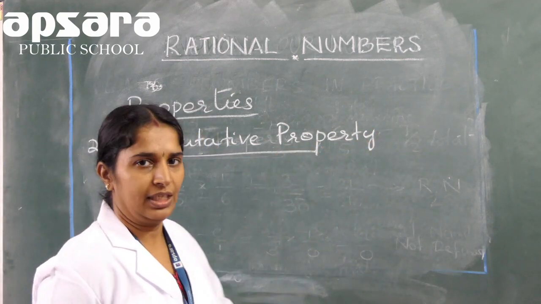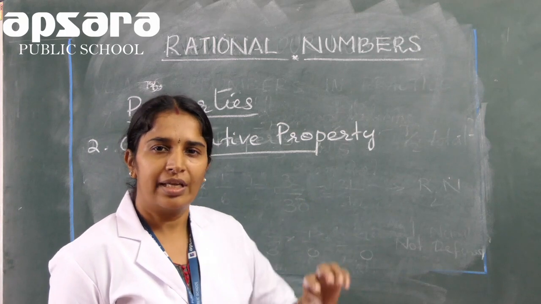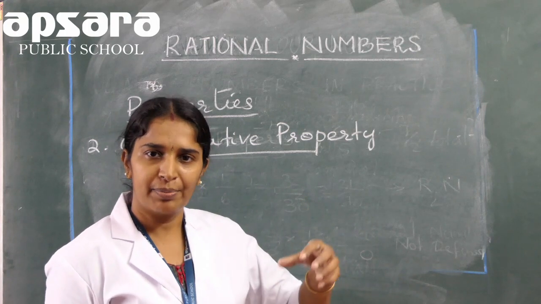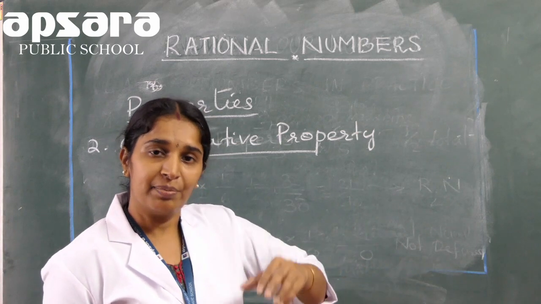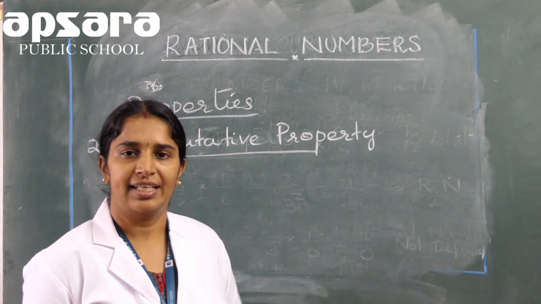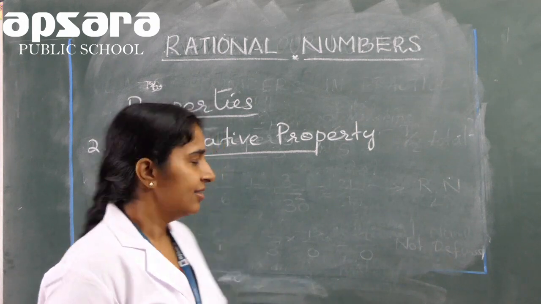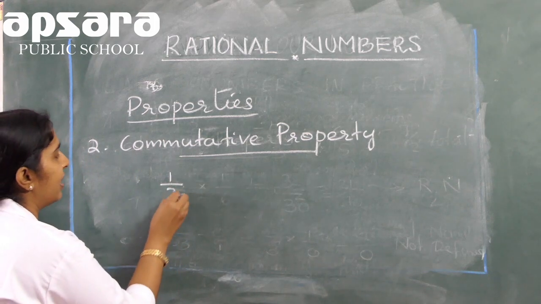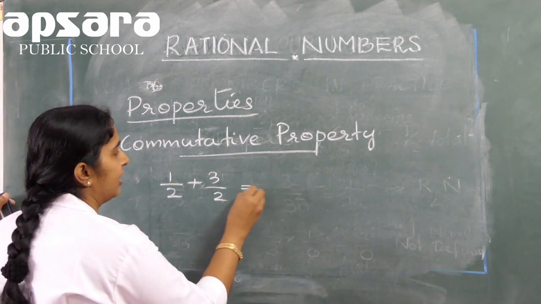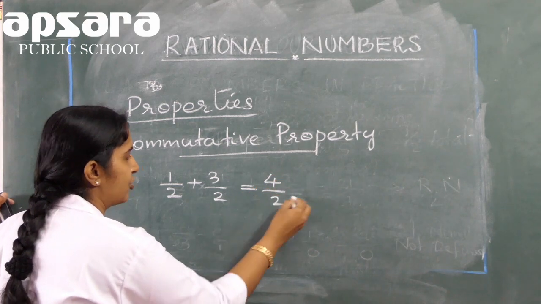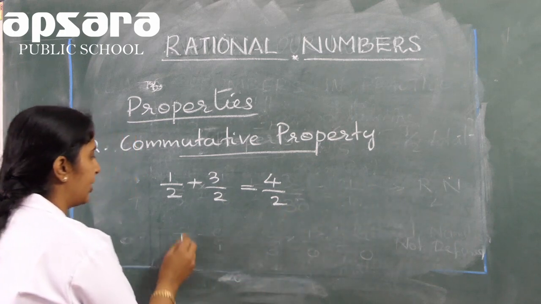Commutative property. Suppose you are adding two rational numbers in different orders. For example, 1 by 2 plus 3 by 2, you will get an answer. And 3 by 2 plus 1 by 2, you will get an answer. Whether both will be same? Yes, it will be same, right? Let us see. 1 by 2 plus 3 by 2 equal to, you are getting 4 by 2, right? If you simplify, 2 by 1, which is 2, okay.